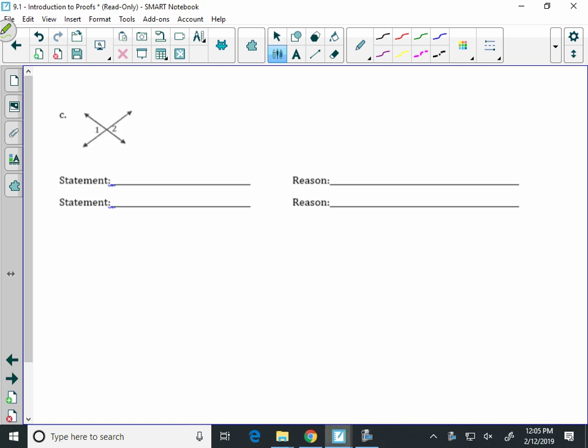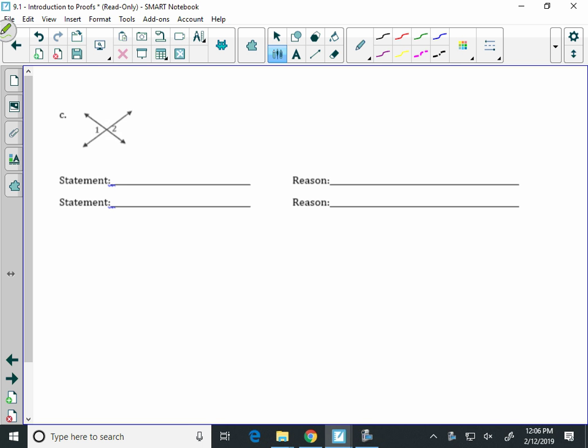Figure out statements and reasons that go with that information. So in this example, we're just given this diagram, okay? And we're given angle 1 and angle 2. So you start to ask yourself, what do I know about angle 1 and angle 2?